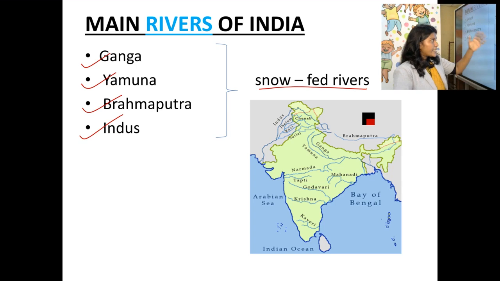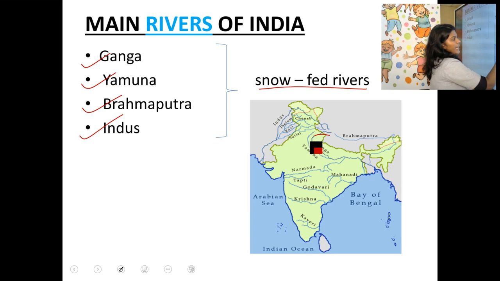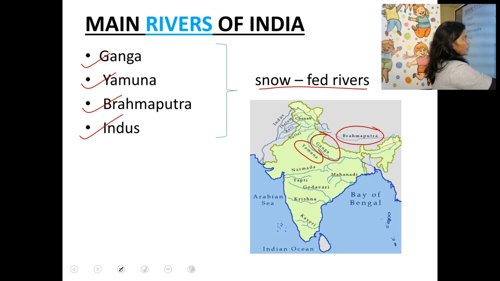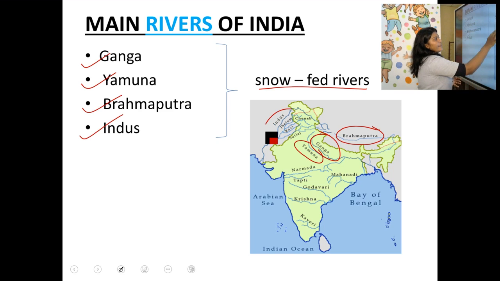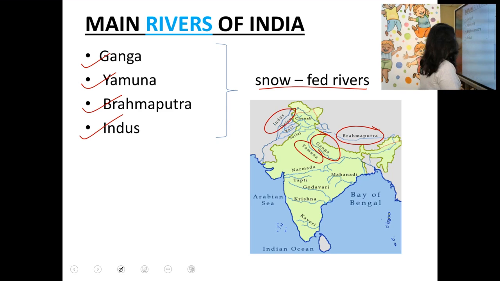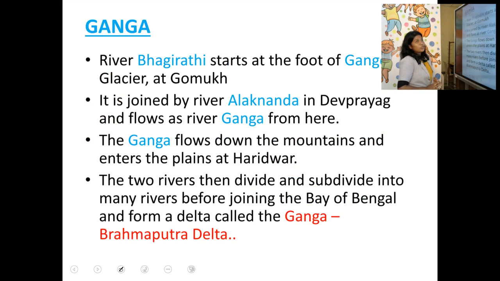Here from the map you can see the rivers. Here is river Ganga, and near the river Ganga we can see the river Yamuna also, and here Brahmaputra and Indus. These are the four main rivers in North India. Got it? Next we move to our first topic, river Ganga.